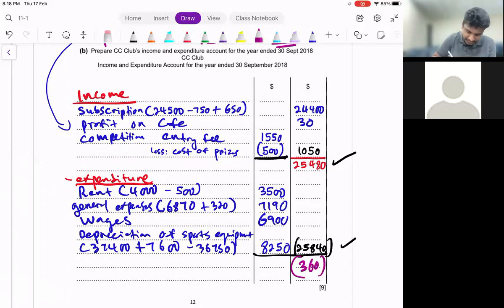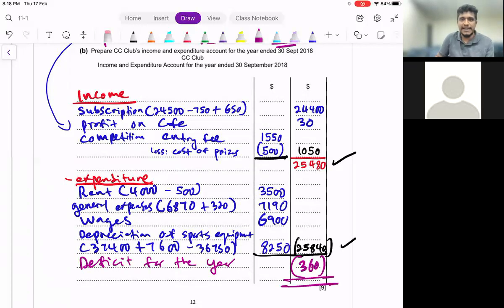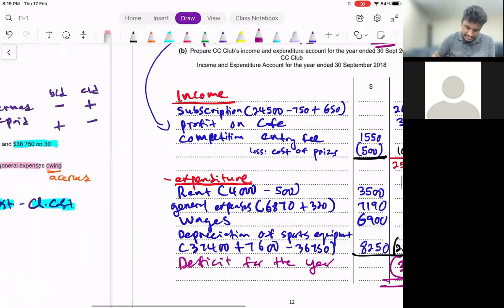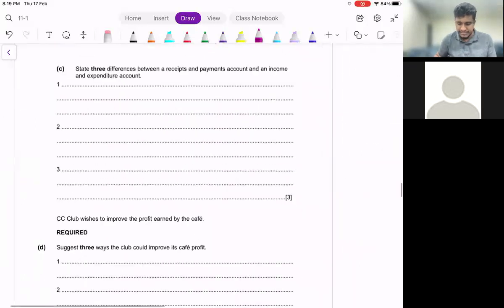If you get a negative, that's my deficit for the year. Deficit for the year. That's it for income and expenditure account. Okay, it's quite simple. So next one, oh, it's a theory question.